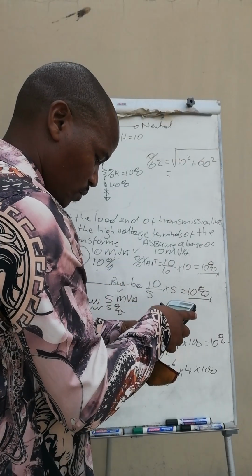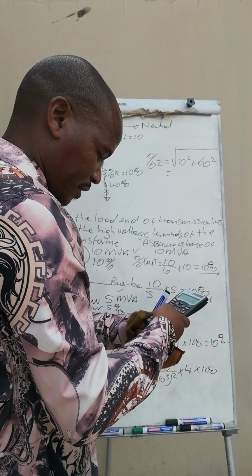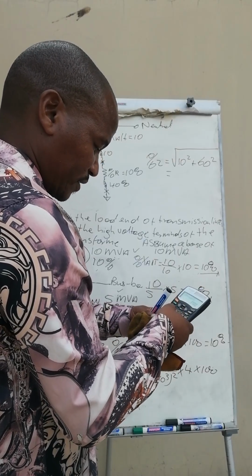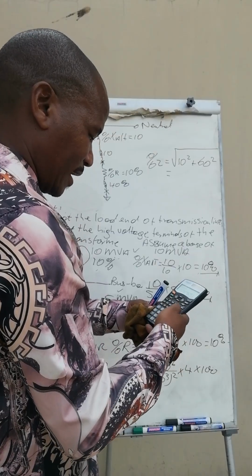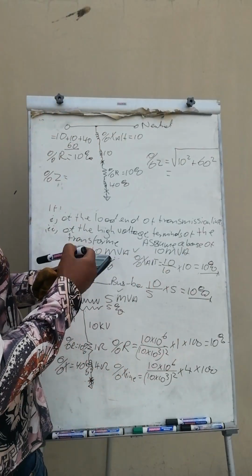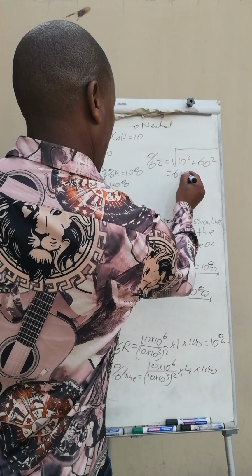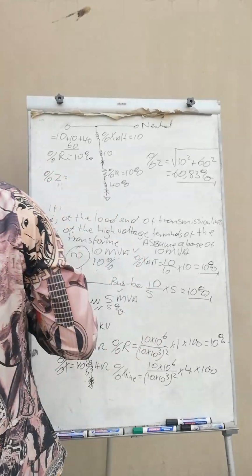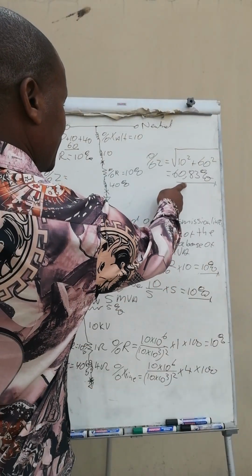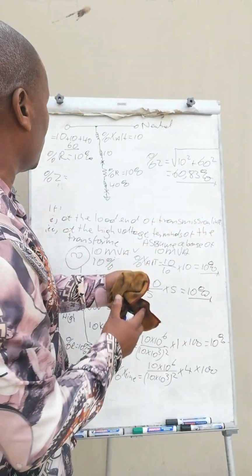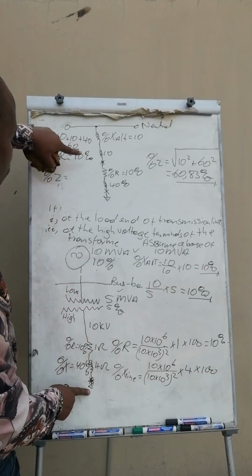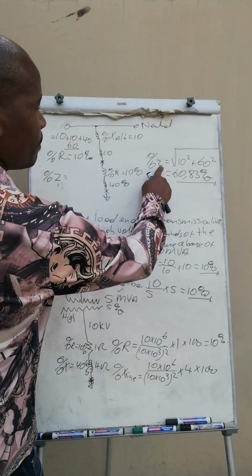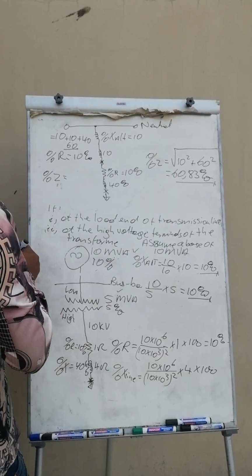It's equal to 10 squared plus 60 squared, then the square root function. Answer: 60.83. This is the total impedance from the alternator up to the point of fault, including the resistance. Right.